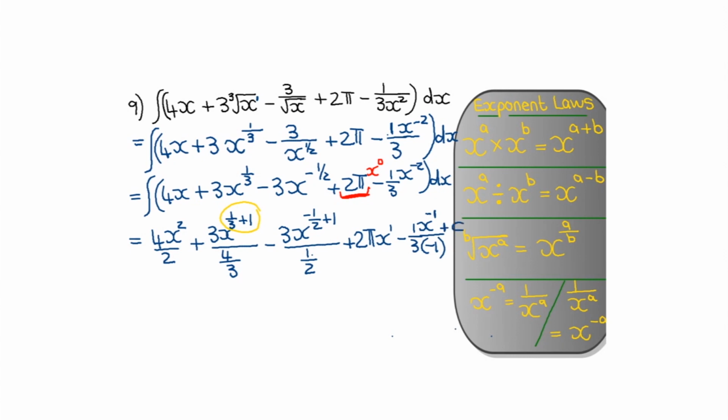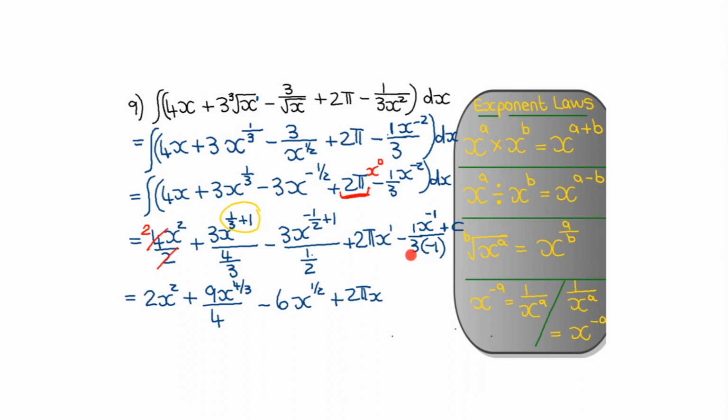So let's see if I simplify this. 2 can go into 4 2 times. I'm ending up with 2x squared. Plus, if I take 3 and say divide it by the 4 over 3, I actually get 9 over 4, x to the power 4 over 3, minus, now I have to take the 3 divided by a half. Now 3 divided by a half, you can use your calculator, it's going to give me 6, x to the power a half, plus the 2 pi x.